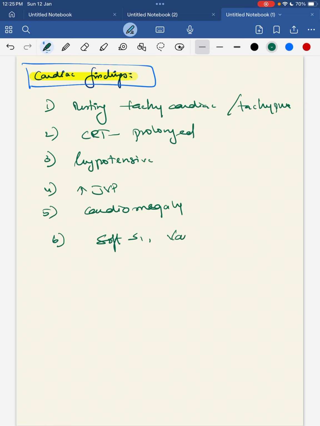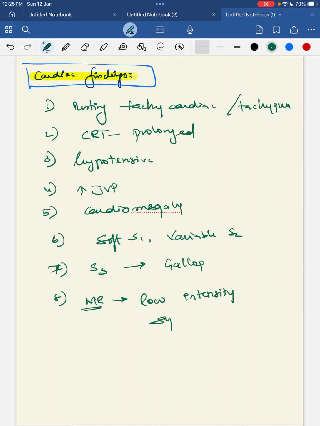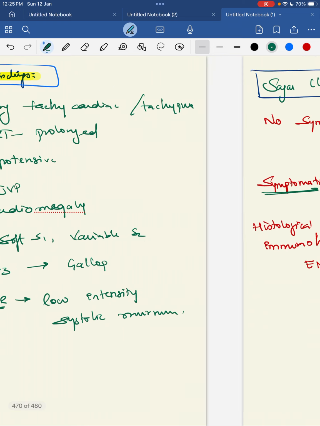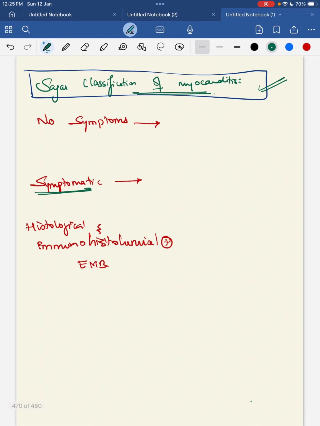Next is your Sagar classification of myocarditis. Why I have brought this topic is because this can be a separate 5-mark question also. In the Sagar classification we have 3: one is without symptoms, second is symptomatic, third is histological and immunohistochemical features in EMB. EMB is nothing but endomyocardial biopsy. When the child is not having any symptoms, then it is a case of possible subclinical myocarditis.